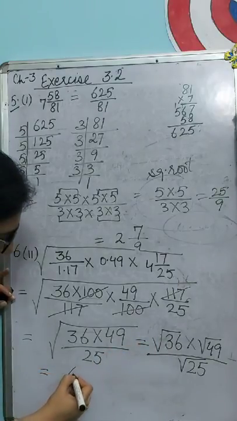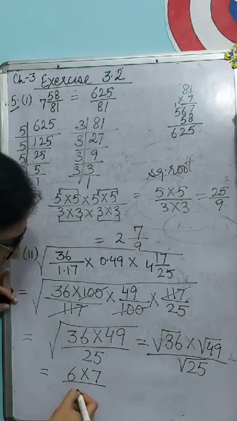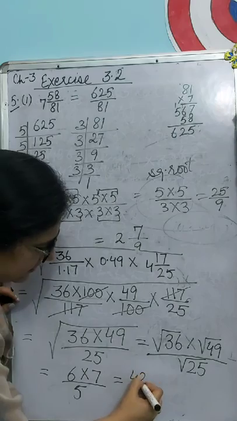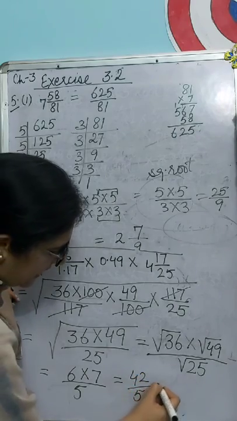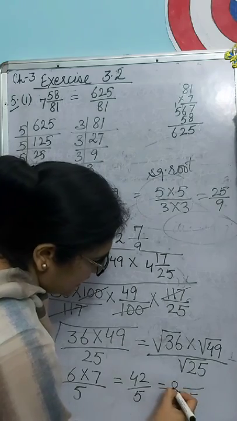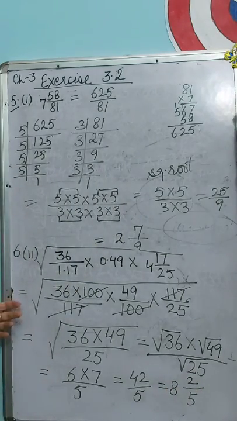36 square root is 6, 49 is 7 and 25 square root is 5. So we get 7 6s are 42 over 5 and the answer in mixed fraction: 5 8s are 40 and here it is 8 2 by 5 is the answer.